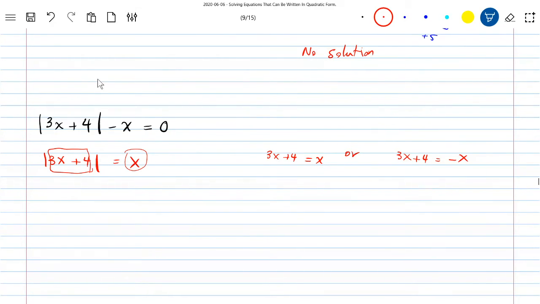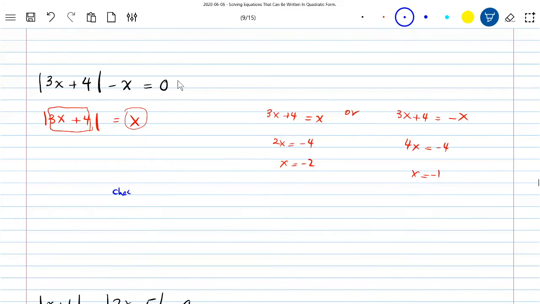3x plus 4 equals x is a linear equation. You'll get 2x equals -4. I'm going to skip ahead and say x equals -2. Hopefully there is no problem to solve these. And if you solve the other one, you'll get 4x equals -4. Therefore, x equals -1. Do I check my solution? Absolutely. You always check your solution.